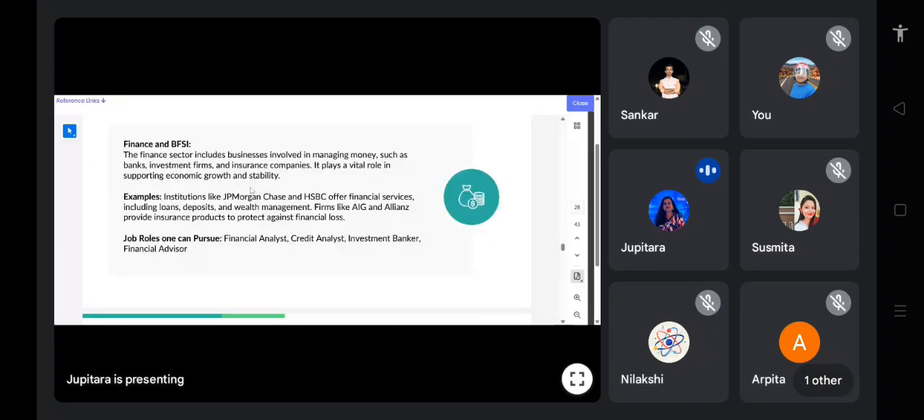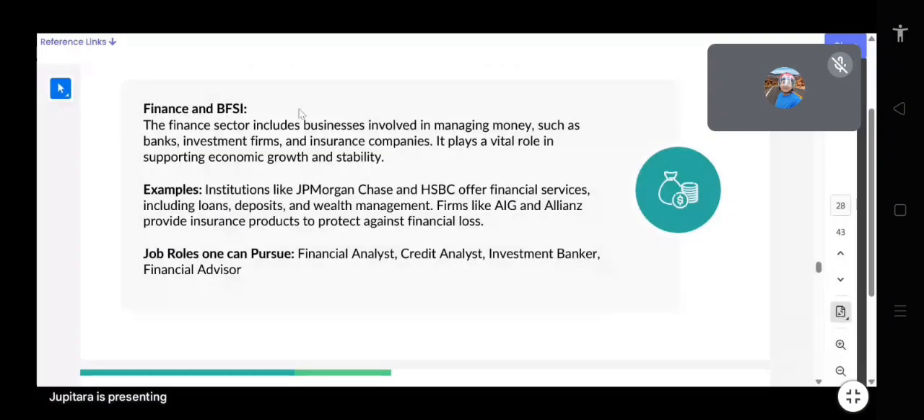Then finance and banking service, banking, financial service, insurance. This is one sector where there are opportunities in private as well as in government based nationalized banks. So NABARD is one, then your SBI, HDFC, Axis Bank, then companies like JP Morgan, then insurance like your LIC, all this comes under your finance and banking, financial service and insurance sector.